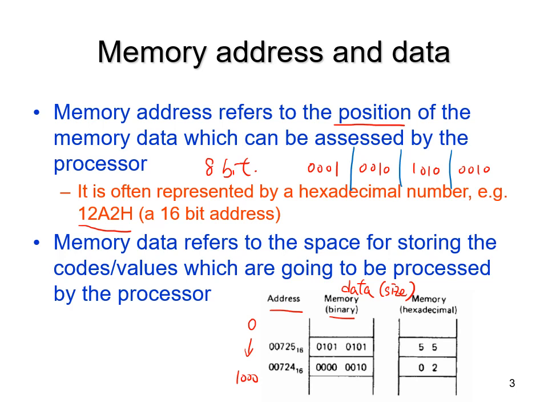On the other hand, the data refers to the space for storing the code or values that can be processed by the processor. Just like the example given to you, inside the memory the size can be 8 bits, so that the address 725 stores 55, which is a hexadecimal number, or it can store 2 in the memory.